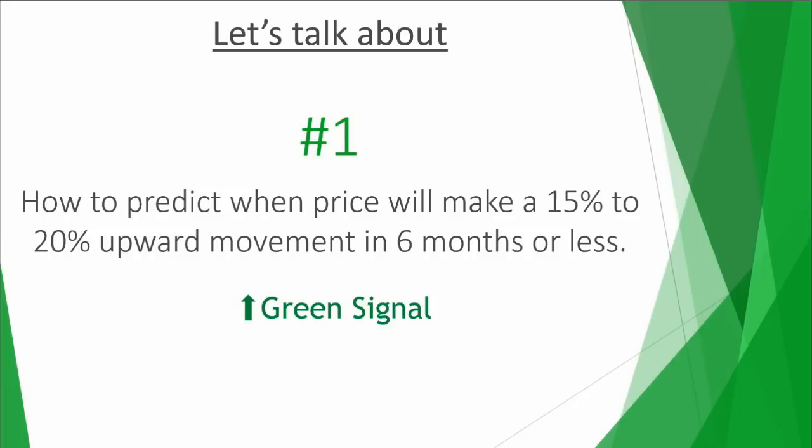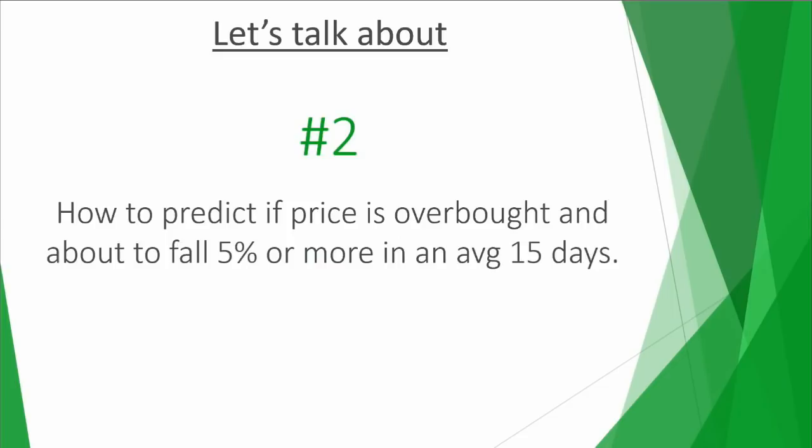Topic number two, how to predict if price is overbought and about to fall 5% or more in an average of 15 days. And we're going to do this with our early warning signal, which is going to be represented by all the red diamonds above price that you'll see on the charts. Now, the early warning signal is a shorting strategy, which means you're going to be betting that price is going to fall. And when used properly, you can expect with this one to make 5% or more on your money in around 15 days. So you're only holding that stock for 15 days, which is shortening your exposure time to the market.